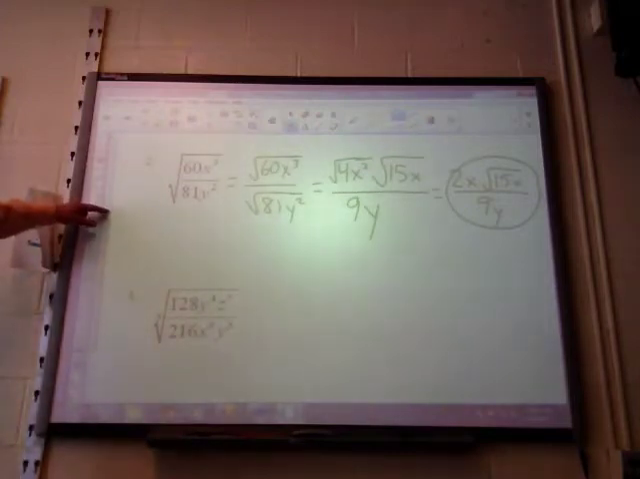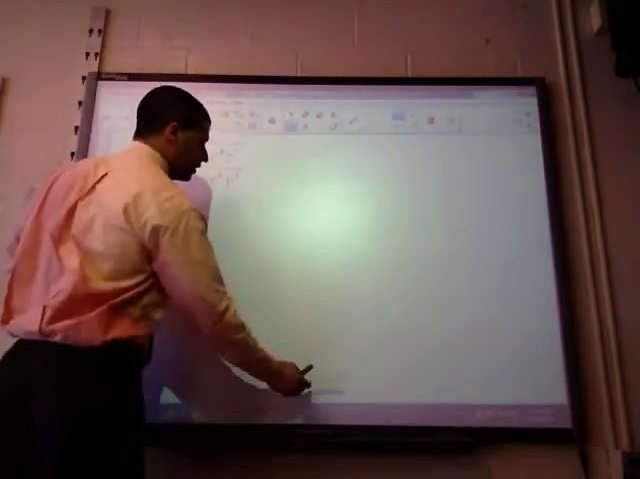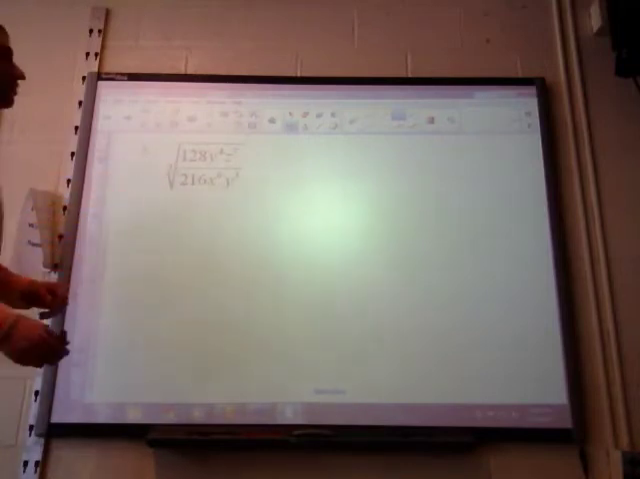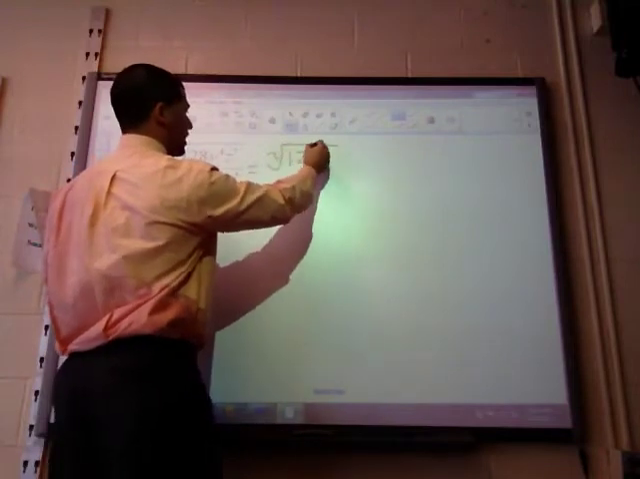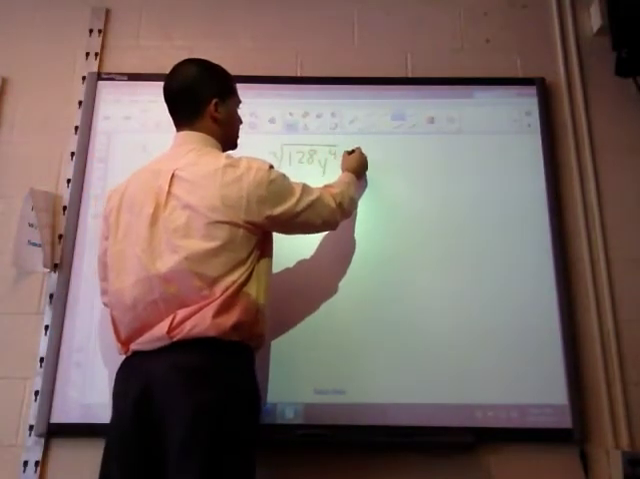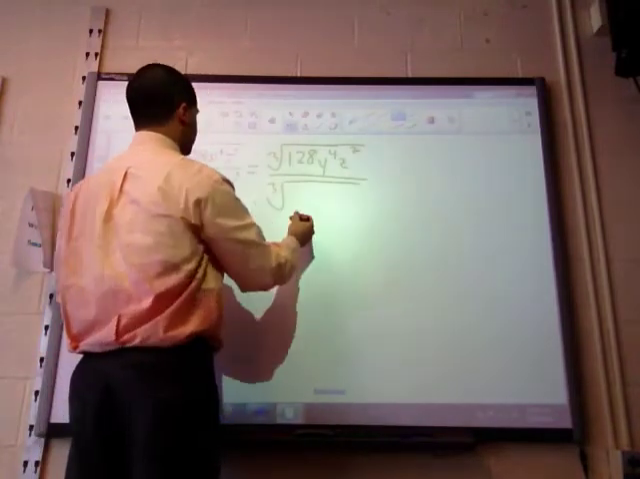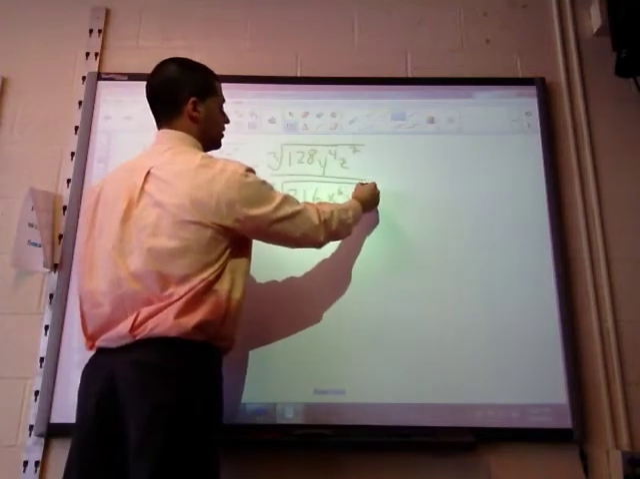All right, so let's try number 3. 128 y to the 4th, z to the 7th, over 216 x to the 6th, y to the 3rd. Notice now we have a cube root, so it's going to make things a little more interesting. So the cube root of 128 y to the 4th, z to the 7th, over the cube root of 216 x to the 6th, y to the 3rd.